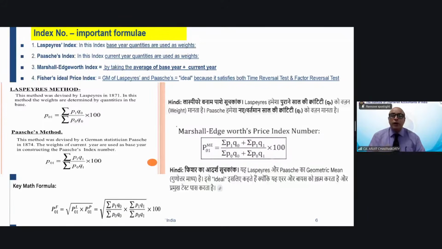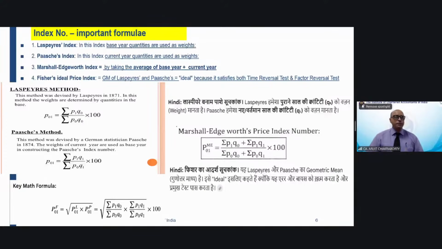इसे आइडियल इसलिए कहते हैं क्योंकि ये काफी सारे टेस्ट, एडिक्वेसी टेस्ट पास करता है, plus ये बायस जो है, because we will see that Laspeyres index थोड़ा सा upper bias देता है and Paasche index थोड़ा सा lower bias। ये दोनों बायस को Fisher's index बैलेंस कर देता है, खत्म कर देता है। So इसीलिए और बहुत सारे प्रमुख जो टेस्ट ऑफ एडिक्वेसी वो भी अगर देखा जाए, थोड़ी देर बाद हम लोग देखेंगे कैसे, why Fisher's index is known as the ideal index.